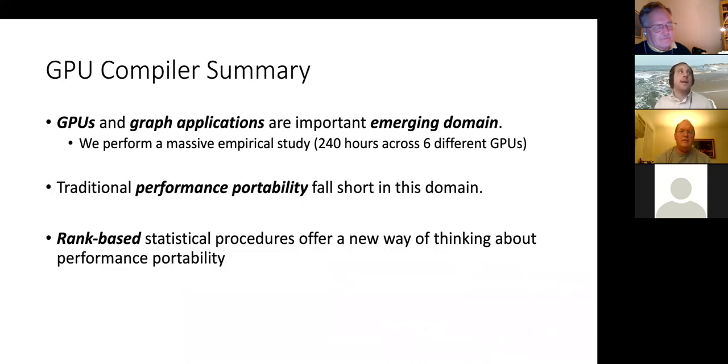So just to summarize this part of the work, GPU compilers, GPUs and graph applications, they're important. I do think if we are going to eventually take advantage of the sparsity of problems, we need to be able to execute them on GPUs. Performance portability is really hard in this domain, but our rank-based statistical procedure offers new ways of thinking about performance portability. So that finishes up this one. Does anybody have any questions?